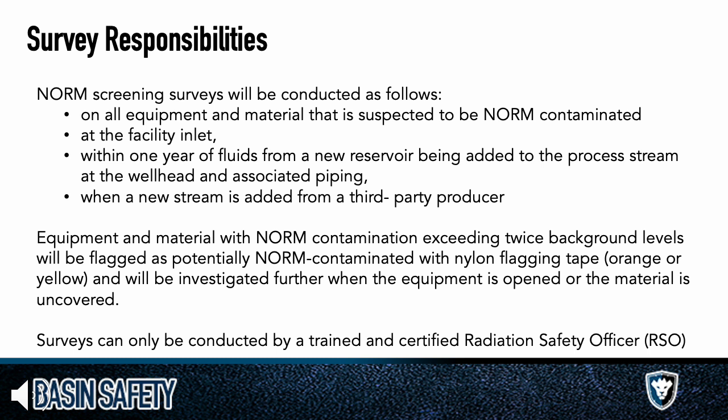Equipment and material with NORM contamination exceeding twice background levels will be flagged as potential NORM contaminated with nylon flagging tape, orange or yellow, and will be investigated further when the equipment is opened or the material is uncovered. Surveys can only be conducted by a trained and certified Radiation Safety Officer, or an RSO.